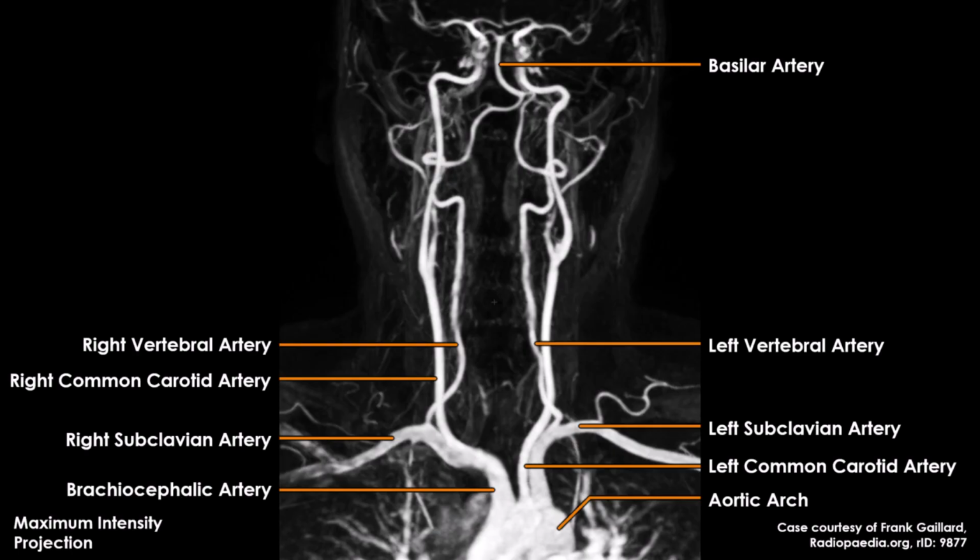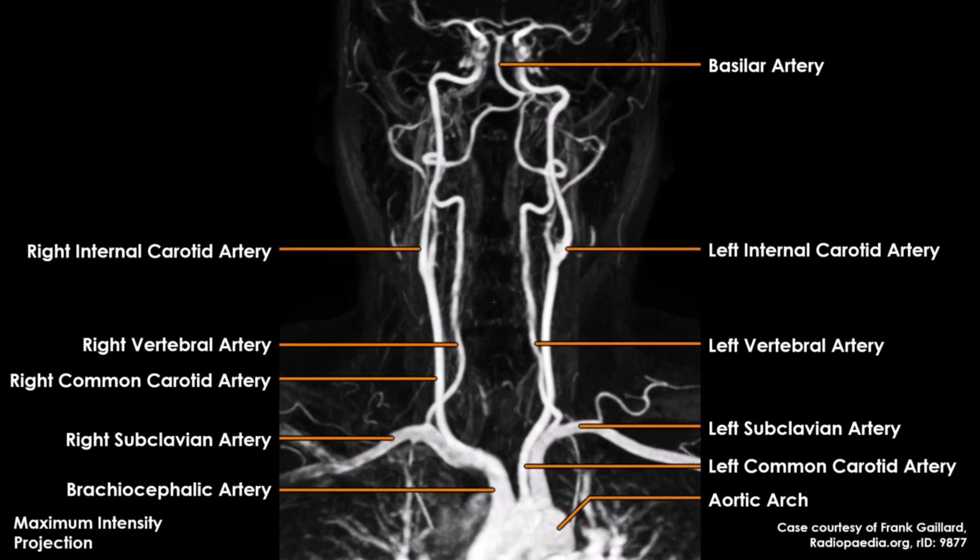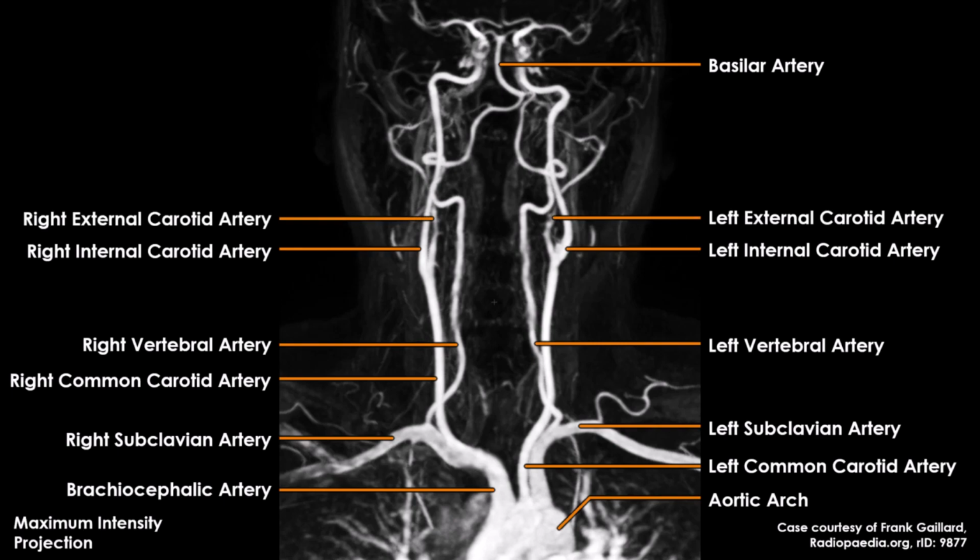At about the level of C4, the common carotid arteries bifurcate. That means they divide into two branches. The larger branch is the internal carotid arteries. They enter the skull base through the carotid canal to supply the brain and eyes. The internal carotid arteries supply the circle of Willis in the brain. The smaller branch of the common carotid arteries is the external carotid arteries. They have several branches which supply the tissues of the face, scalp, mouth, and jaw.